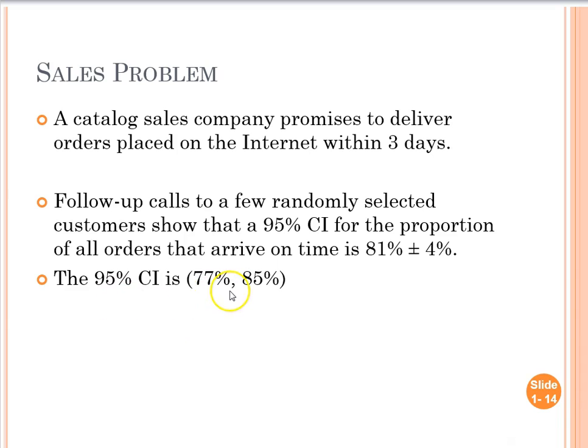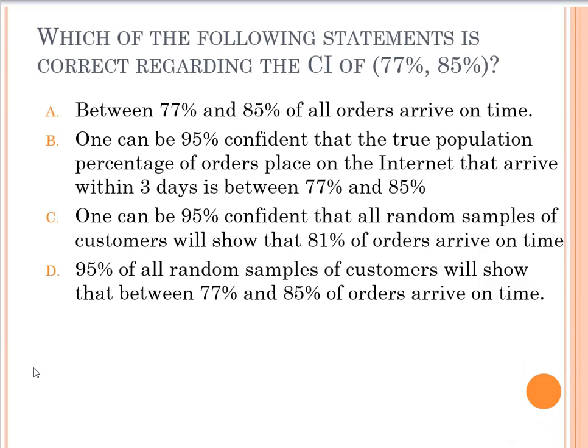So we can interpret this as the fact that we are 95% confident that the true proportion of customers whose order arrived on time is somewhere between 77% and 85%. To get a better understanding of this confidence interval, let's look at some ways you could misinterpret it.